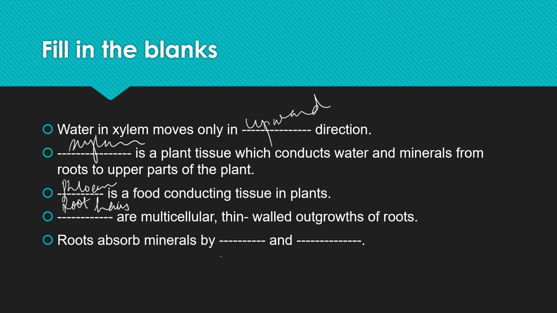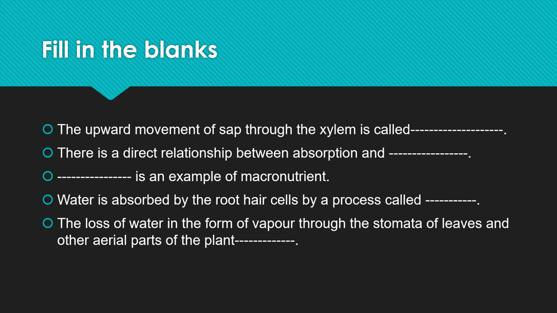Now roots absorb minerals by two processes. What are the two processes? The first one is diffusion and the second one is active transport. These two processes help in the absorption of minerals by the roots. Now let us move on to the next one. Again we are continuing with the fill in the gaps. What is the upward movement of sap through the xylem called? The upward movement of sap through the xylem is called the ascent of sap.